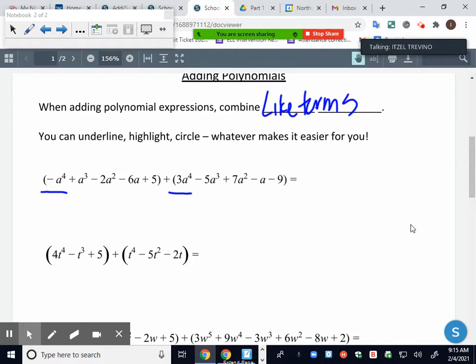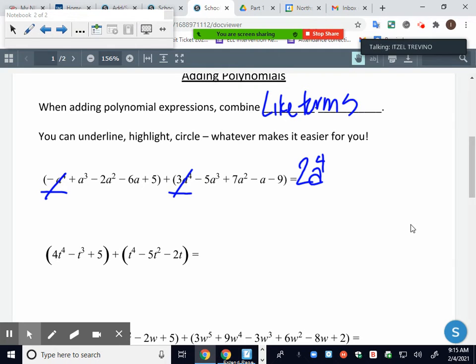Okay? So I have negative a to the 4th power plus 3a to the 4th power. I know if I have just a letter, I have an imaginary 1 in front. So negative 1 plus 3 gives me 2. And then my variable and my exponent stay the same, Mr. Vignon. If you want to scratch it out, you already did it. Whatever helps you go down the list.